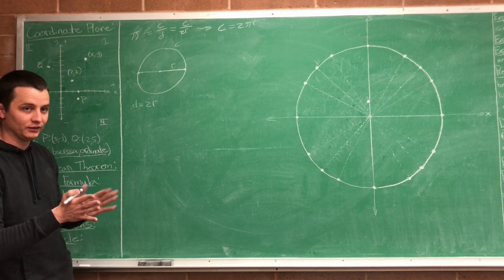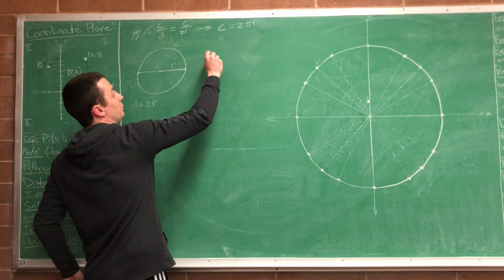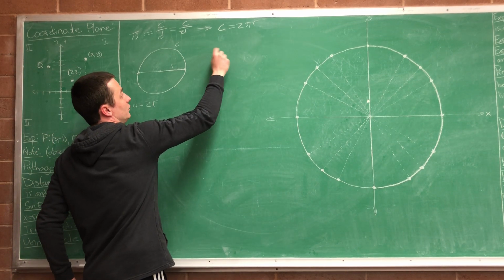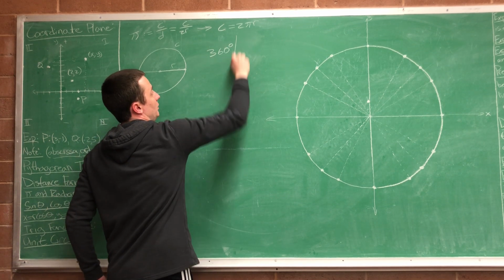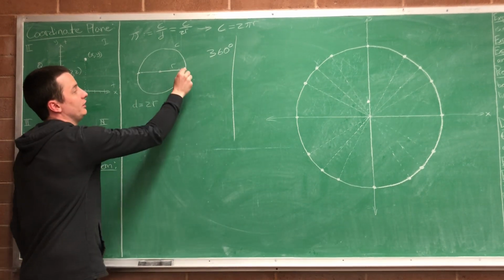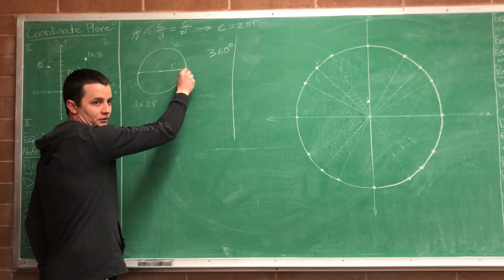And that's called radians. So let's get a sense for the difference between radians and degrees. We'll just make a table comparing the two. So 360 degrees gets me all the way around the circle, right?